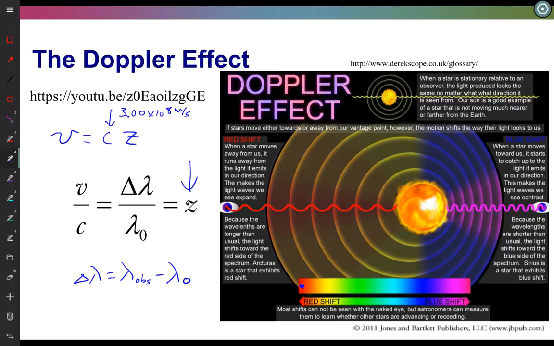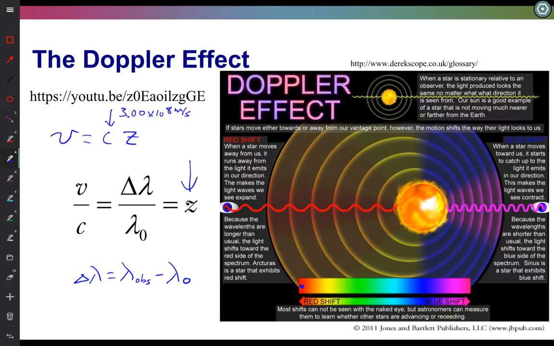Now, this equation is actually only true for non-relativistic motion. That is for things going less than about 1/10 the speed of light. For higher speeds, we have to use a different equation. But for our purposes now, that works. This is then another thing that we can determine about stars by looking at their spectra.